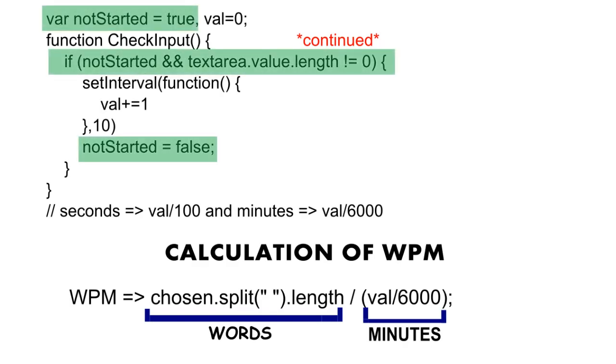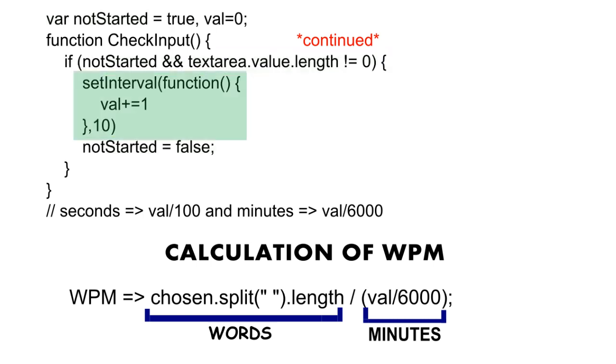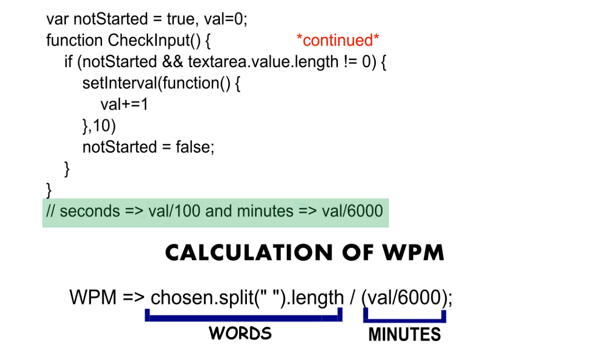Now let's come to the calculations of our speed, consistency and accuracy stuff. We will start our clock as soon as the person starts to type in the given text area by using the setInterval feature of JavaScript. Make a val variable which is initially 0 but keeps on increasing by 1 in every hundredth of a second, and convert that to seconds by dividing it by 100, or even to minutes if you want. Now we have got our time calculated.